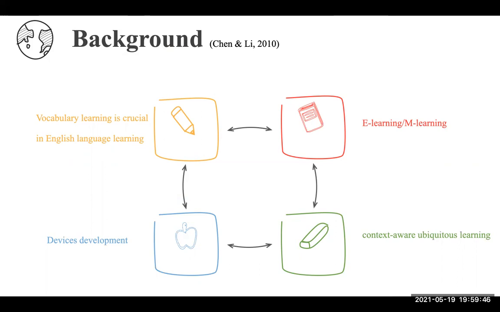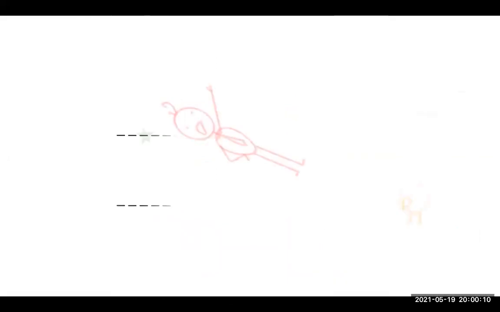More recently, context-aware ubiquitous learning has been developed to emphasize learning the right content at the right time and in the right place. Also, it is to support a seamlessly ubiquitous learning environment, that is, learning regardless of the time and place. The next is the design of system.